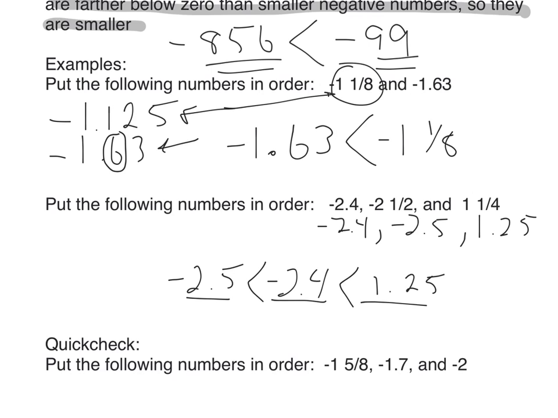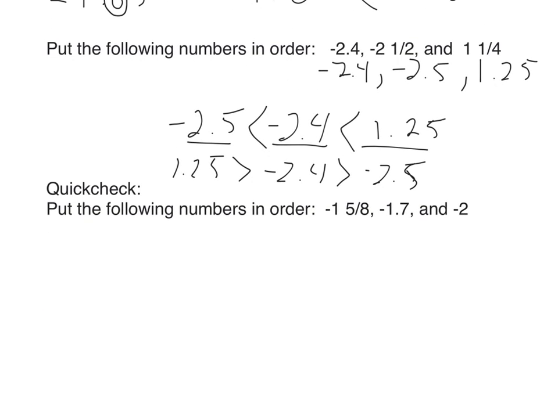I could put the 1.25 first and say that it is greater than negative 2.4, which is greater than negative 2.5. Just depends on which way you want to say it, smallest to largest or largest to smallest. Okay, so now it's your turn. Do the quick check, put those numbers in order, see you at the next station.